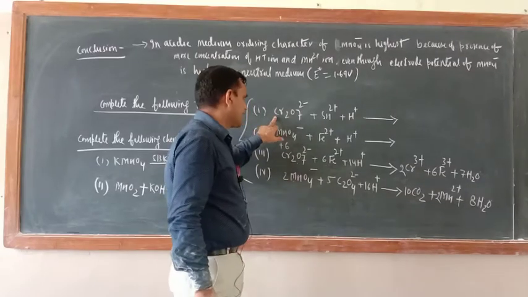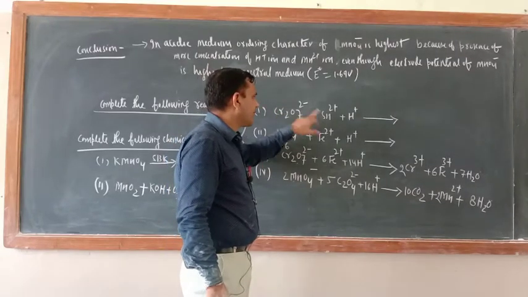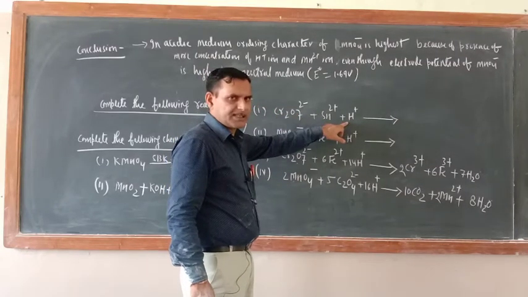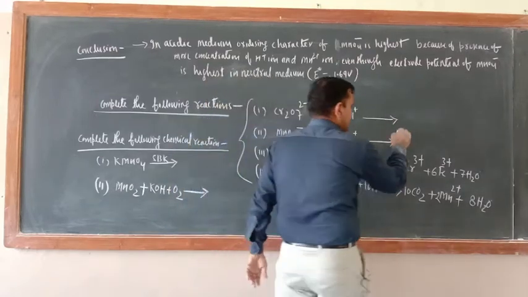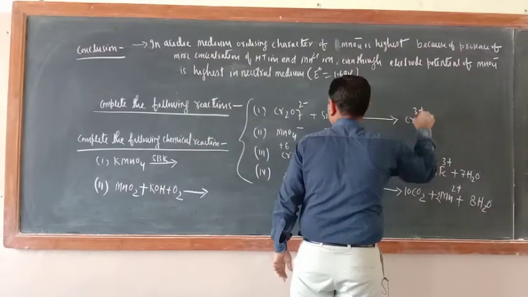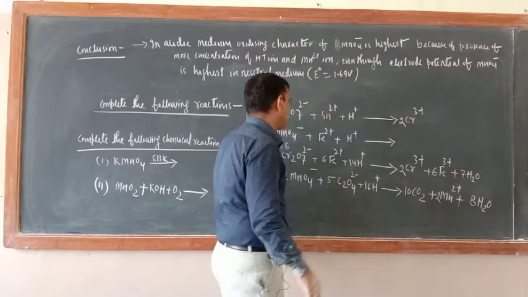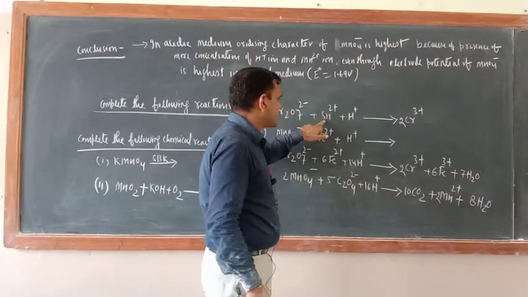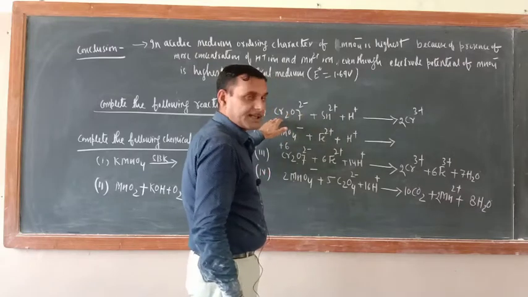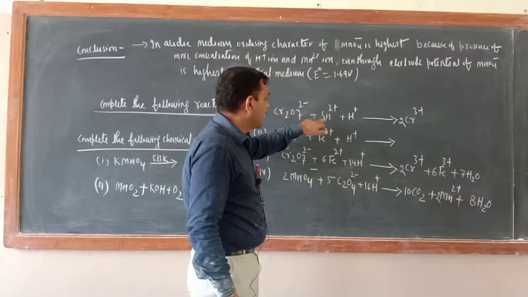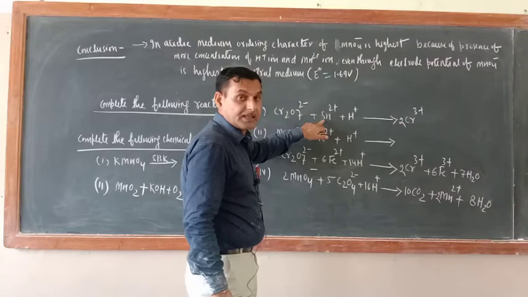Start here with Cr2O7 2-. This is also taking place in acidic medium. So one product is Cr3+, here write 2, no problem. Another one is Sn2+. This is the oxidizing agent, so it is undergoing reduction. Sn2+ is the reducing agent, so it must undergo oxidation.